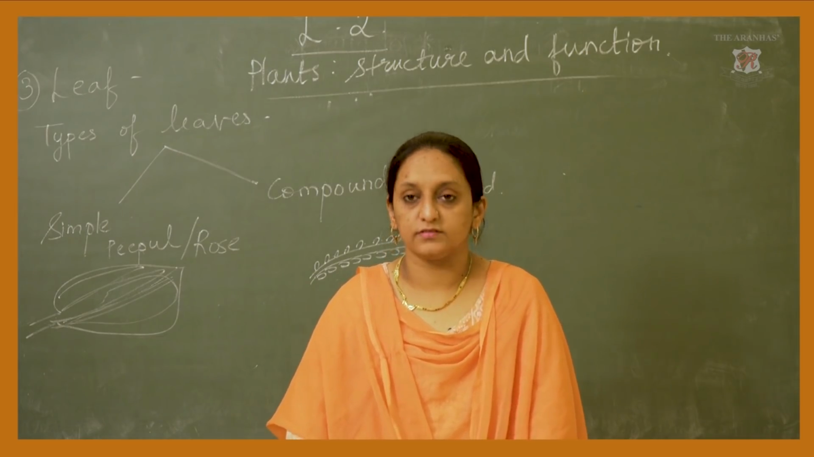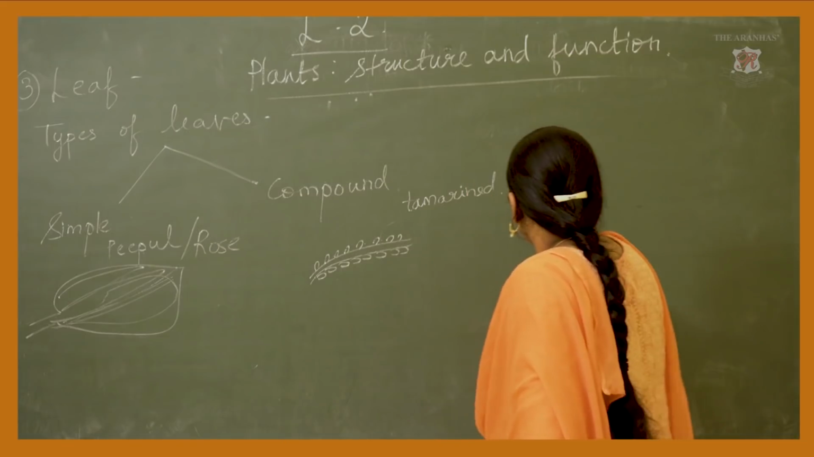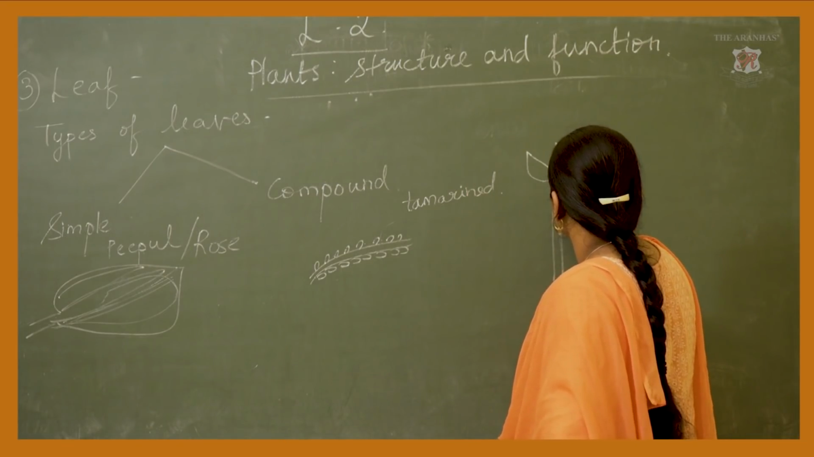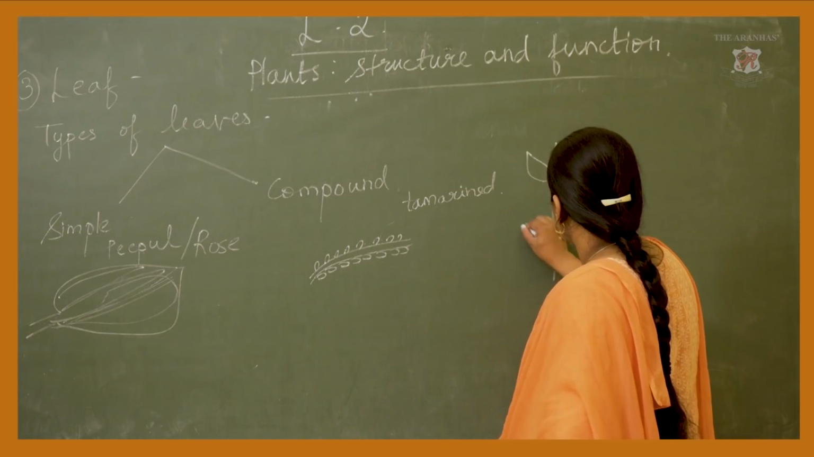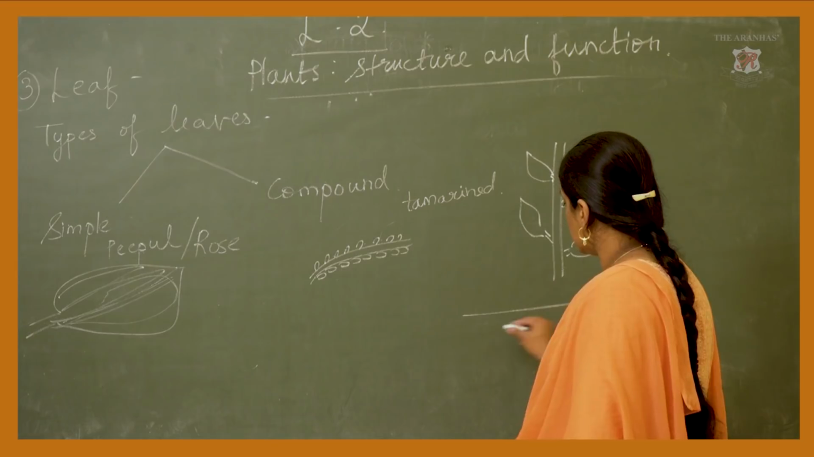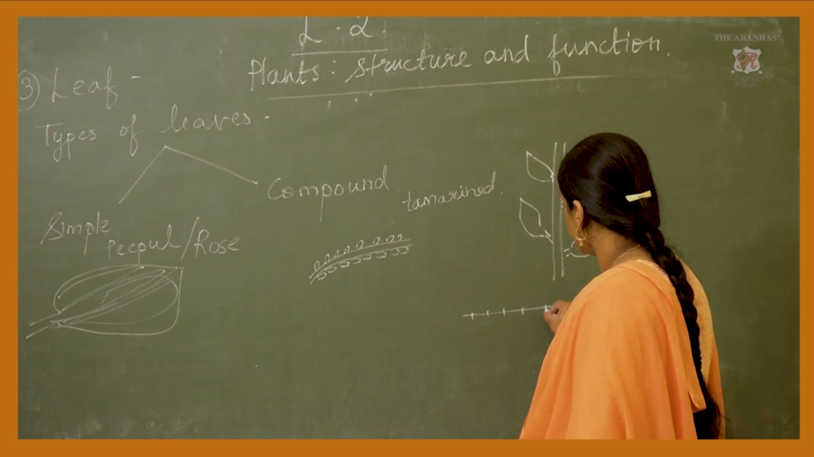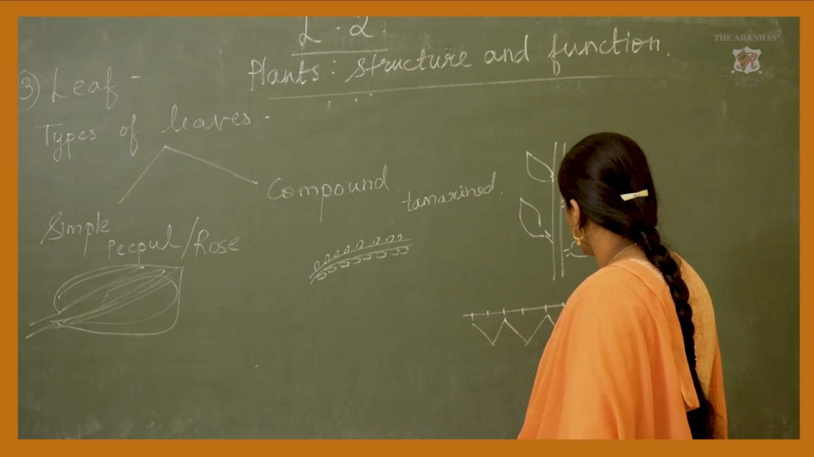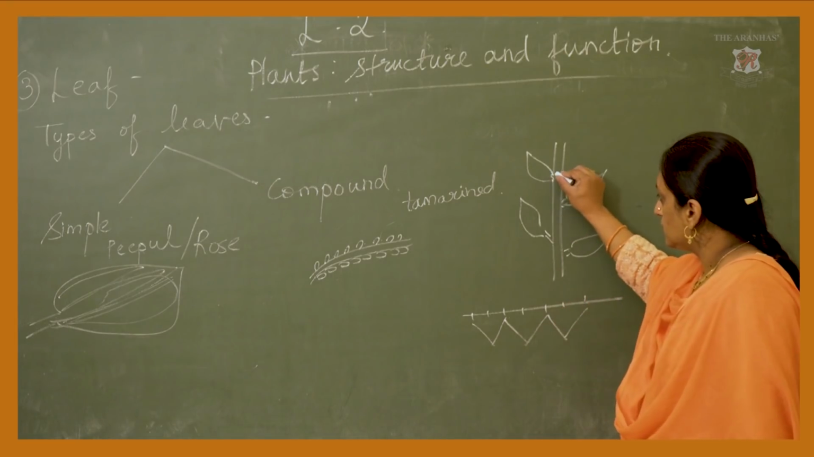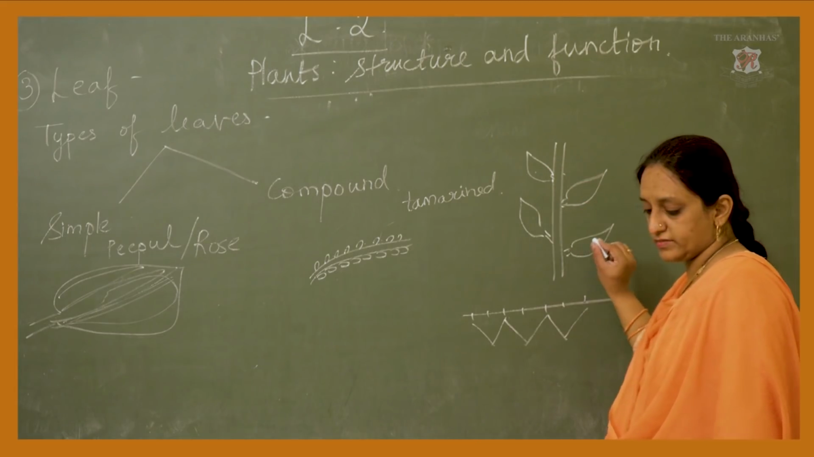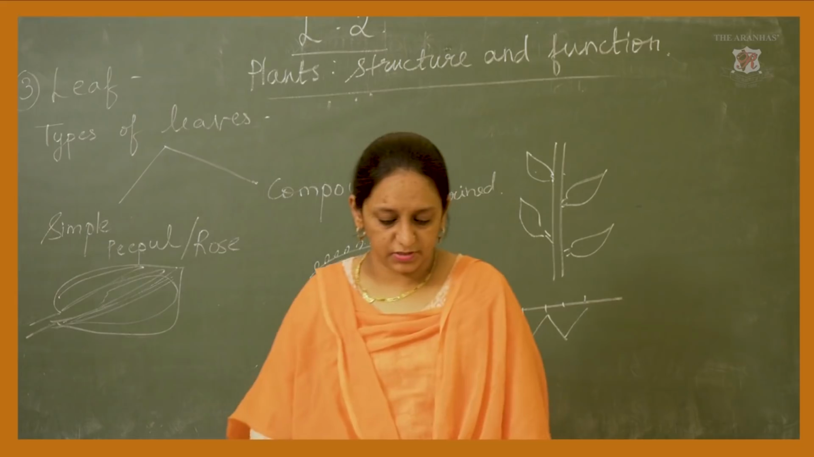In alternate, you can see on the stem leaves are arranged in this way. One is here, one is here, one is here, and one is here. Alternate means everyone knows. This is alternate, this is alternate, leaving one. So here, left side one, right side one, left side one, right side one. This is called the alternate arrangement of leaf.